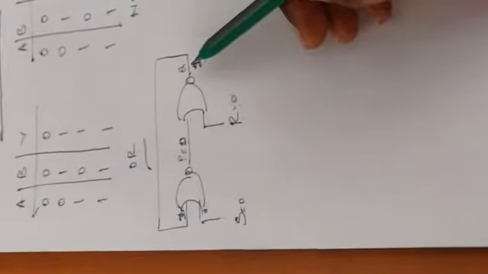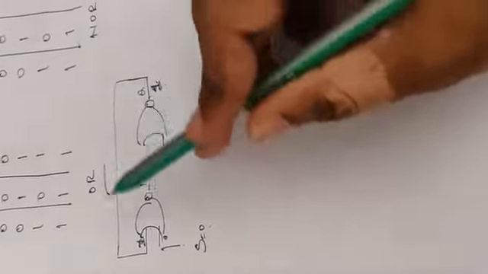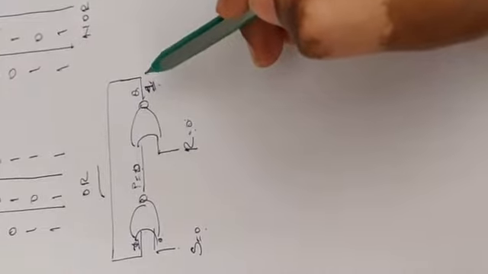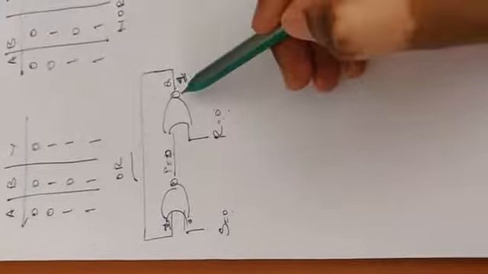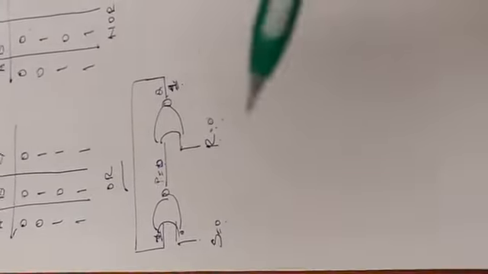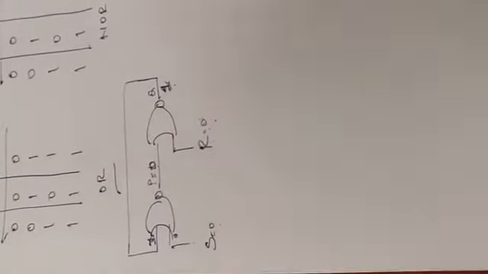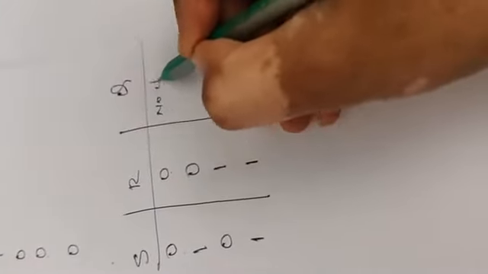So the thing is, if you assume Q is equal to 0, after transaction it will be 0 itself. If you assume Q is equal to 1, after transaction Q will be 1 itself. So when S is equal to 0, R is equal to 0, Q will retain its previous state. No change will occur. Whatever the state Q is, if it is 0, it will be retained at 0 itself. If it is 1, it will retain at 1 itself. So no changes will occur when S is equal to 0, R is equal to 0. So I can write Q is equal to no change.